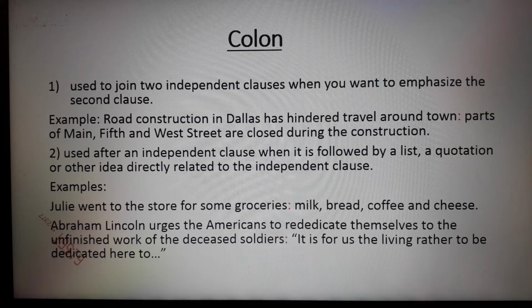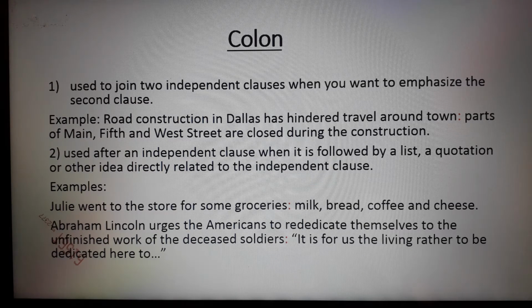And then let's speak about the colon. The colon is used to join two independent clauses when you want to emphasize the second clause. The example is, road construction in Dallas has hindered travel around town: parts of Main, Fifth, and West Street are closed during the construction. So as you can see, you are using the second clause to emphasize the first one. In that situation, you need to write a colon, yes?